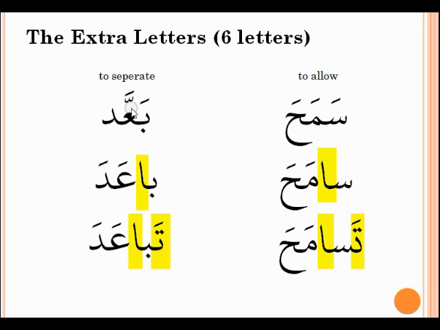The same thing with the root ba'uda. Ba'uda, to separate, to make distance from something. Remember, the doubling of a letter, the appearance of a shadda, indicates the repetition of the action, to constantly separate. Baa'ada, with the alif, means that the action was done between two people, so he separated two people. Tabaa'ada is also separating, but with a group involved. And with the ta, it indicates the gradual occurrence of this verb.